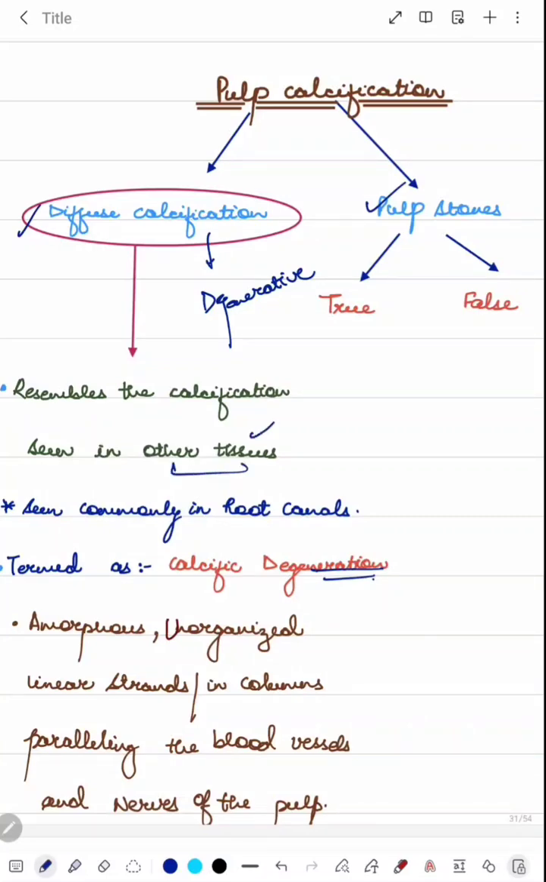Now this calcific degeneration or diffuse calcification will resemble the calcification which happens in other body parts or other tissues. It is basically an amorphous or unorganized mass having linear strands, or it may be present in the form of columns, which is present along with the blood vessels, or you can say the nerves of the pulp. It is most commonly seen in the root canals.